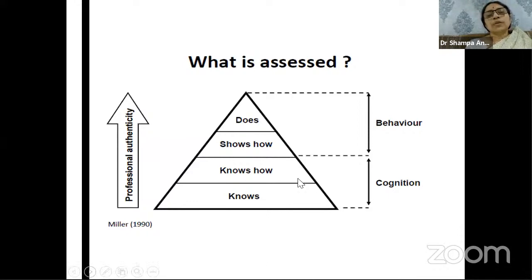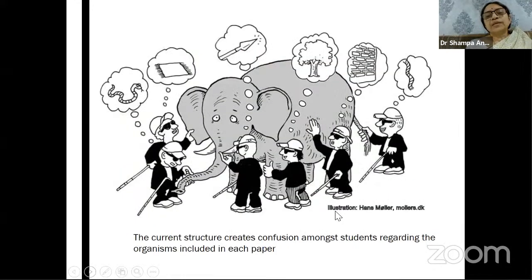Now, we think that by teaching the student different systems where there is overlap of organisms between the systems, even if we demarcate the theory paper into paper one and paper two, and we have the same organisms in most of the systems, the students will feel this way. They are absolutely confused as to what will be the course content for paper one and the course content for paper two. This is from the student's point of view.